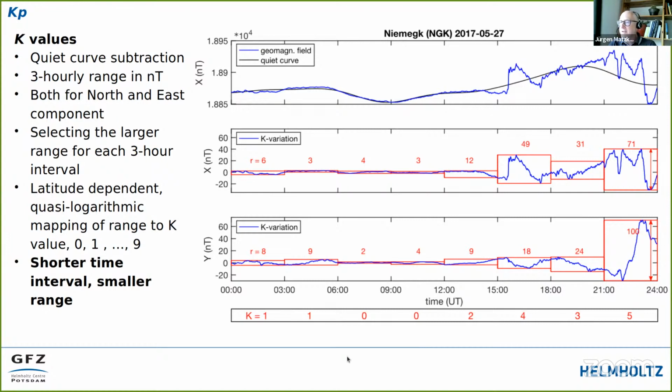This range mapping is latitude dependent, so stations at higher latitudes have similar K values as stations at lower latitudes. And what you can also observe here, that's important for later, is that if you shorten the time interval for which the K values are produced, of course the range usually gets smaller. The new indices have shorter time ranges, so this is something we have to take into account.